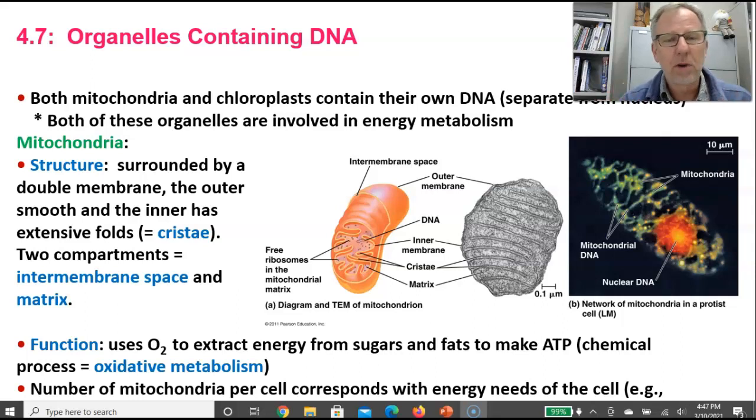Finally, the number of mitochondria that a cell has corresponds with the energy needs of the cell. So, for example, muscle cells, which are very active, involved with movement, have lots of mitochondria. Probably a runner-up to that in our bodies are nerve cells that have lots of mitochondria, and they need lots of energy for sending electrical signals. So now we're going to move on to the chloroplasts.